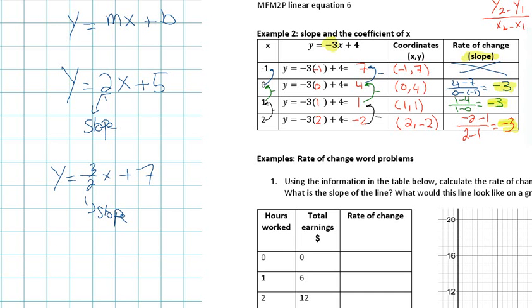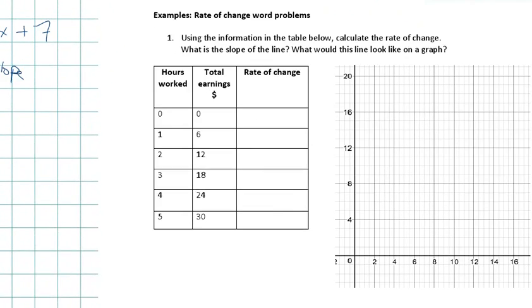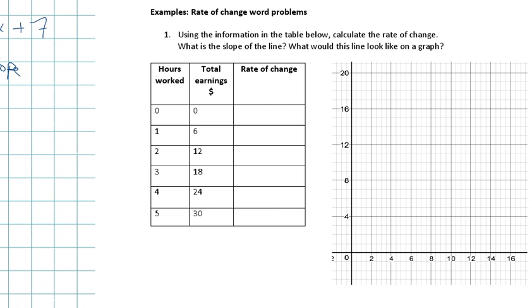So, let's look at this lovely table. This is a word problem, okay? Using the information in the table below, calculate the rate of change. What is the slope of the line? What would this line look like on a graph? So what are they asking you to solve for?